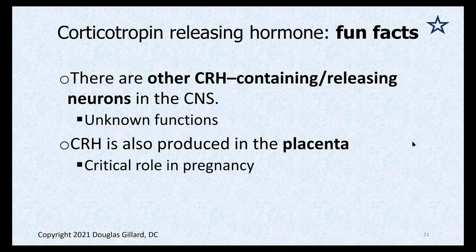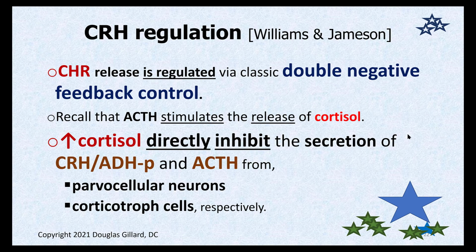Some fun facts: there are other CRH-containing neurons that live throughout the CNS, and they don't have any idea what they do. But the ones in the hypothalamus aren't the only ones. They are also found in the placenta, and they have a critical role in pregnancy, which is also a little mysterious. So I'm not going to ask you those. Only one measly star. I'm not going to ask you that, but there's more to the story.